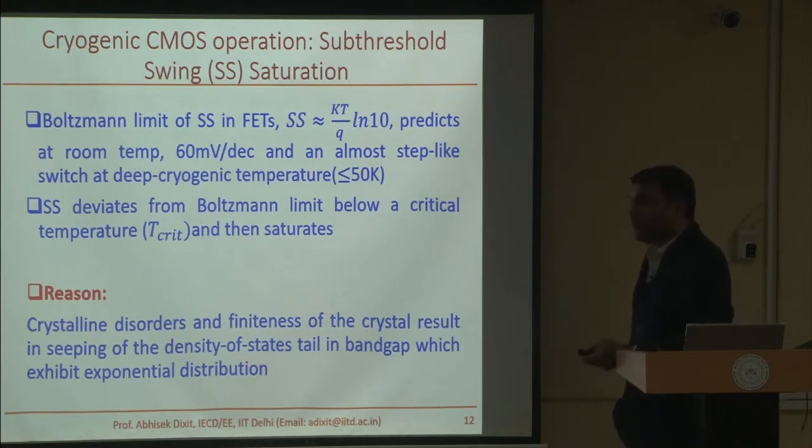A lot of people who have worked on tunnel FETs, they know you can get lower than that at room temperature. But in the cryogenic area, this doesn't work because you are not at this value, right? So the Boltzmann limit will not hold. So SS will deviate from this value below a critical temperature, and based on our measurements we have found what kind of critical temperature we are talking about, and that's where we try to augment the compact models.